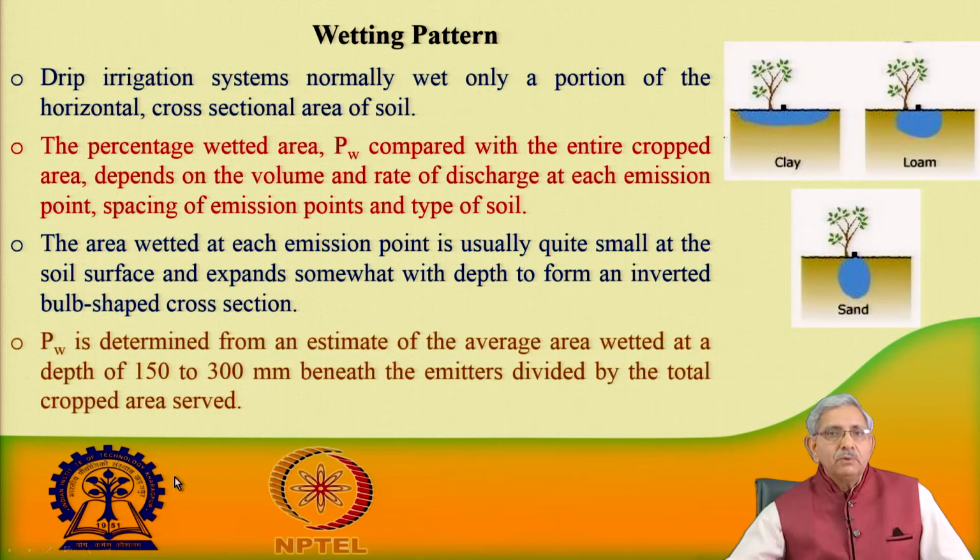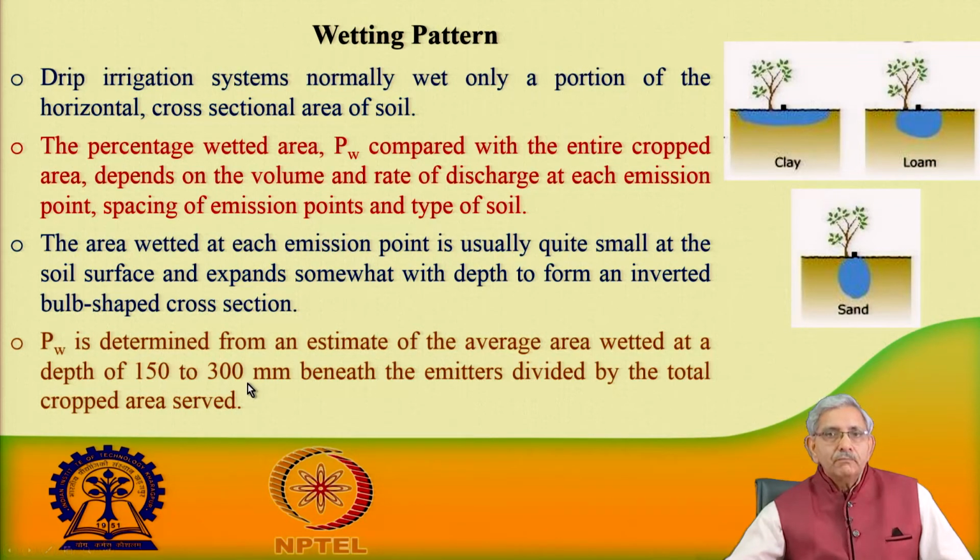So, Pw is determined from an estimate of the average area wetted at a depth of 15 to 30 centimeters beneath the emitter, divided by the total cropped area served.